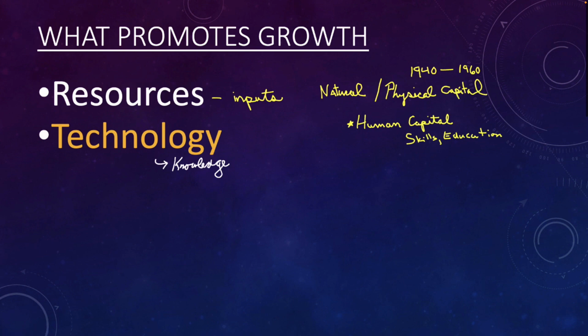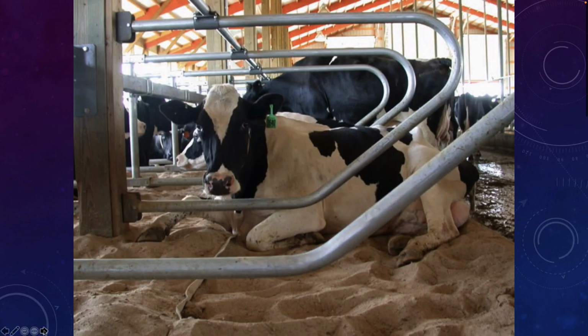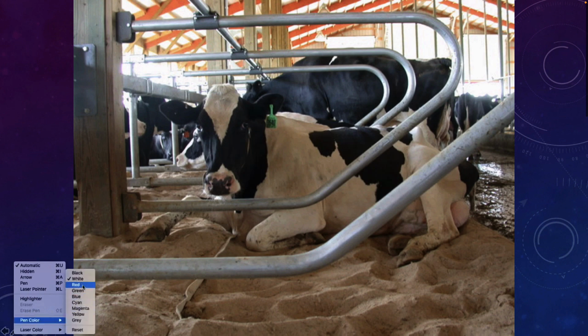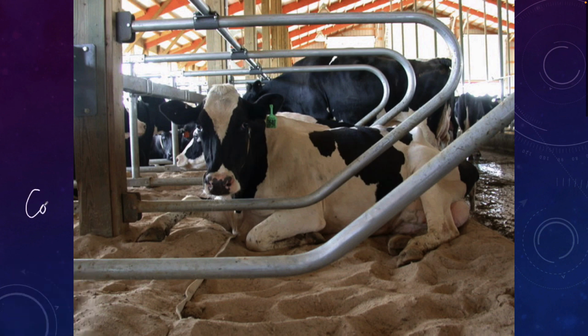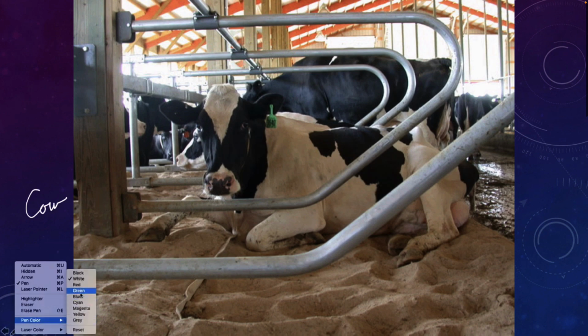Before we get to the last really big piece of what promotes economic growth, I want to show you a picture of technology. Here's a picture of technology. You may be saying to yourself, wait a minute, this is not a particular picture of technology. This is a picture of a cow. And you would be right. This is a cow. But it's not the cow that I want you to pay attention to. What I want you to pay attention to is what's going on around the cow.